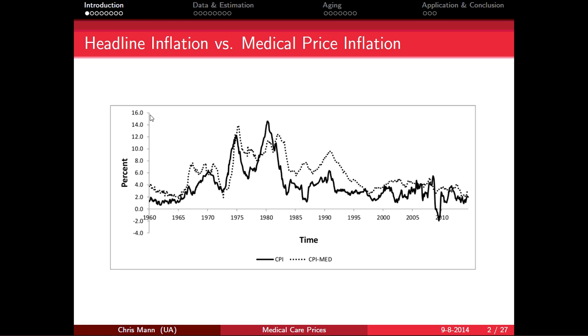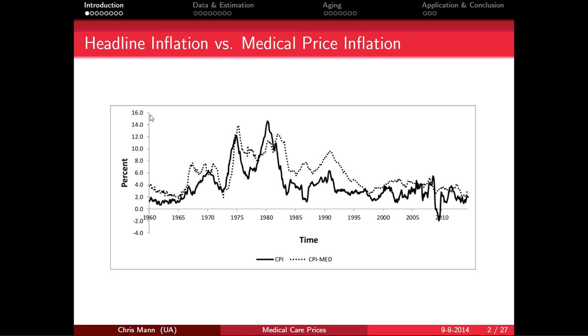Now you can see that just about every single year, the medical care CPI is actually higher, right? So even in this period after 2000, where it looks like they're pretty close, during that period of time, the CPI averaged about 2.5%, whereas the medical care component still averaged about 3.8%, or about 1.5 times as high.